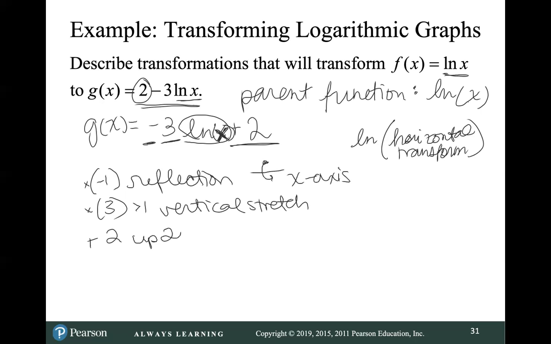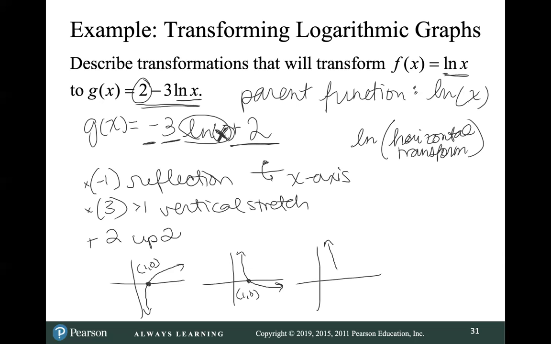Okay, so we start out with our natural log, which looks something like this. Remember, going through our anchor point of (1, 0). Then we reflect it. So now it's going like this, still through our anchor point of (1, 0). Then we stretch it vertically. So it's going to be even taller and skinnier, stretched out vertically. It still goes through the point (1, 0), but now it's 3 times as tall. And then it moves up by 2.